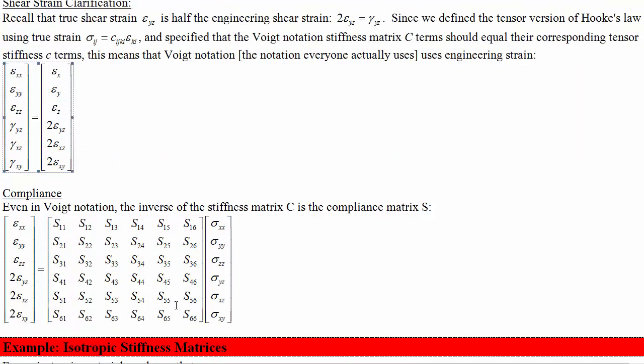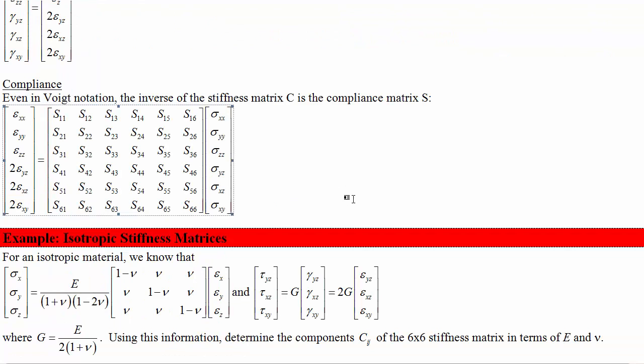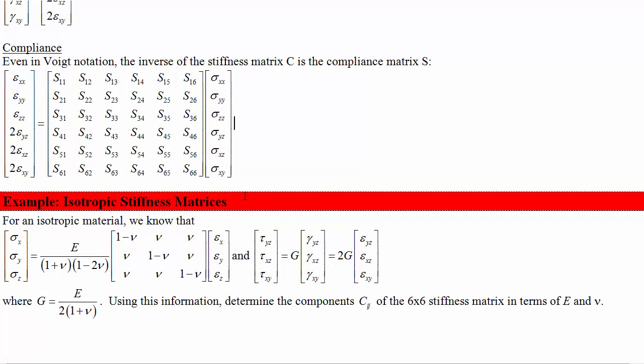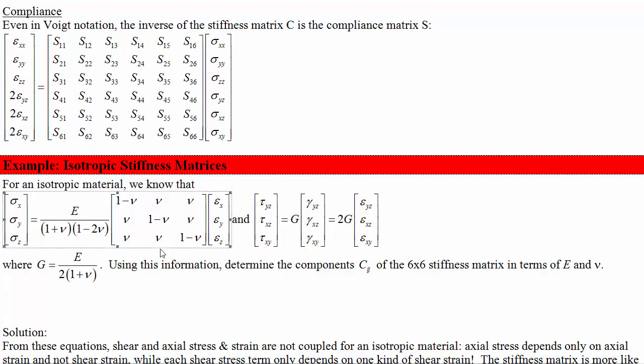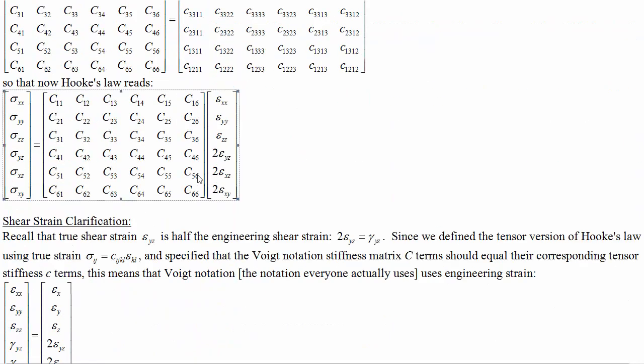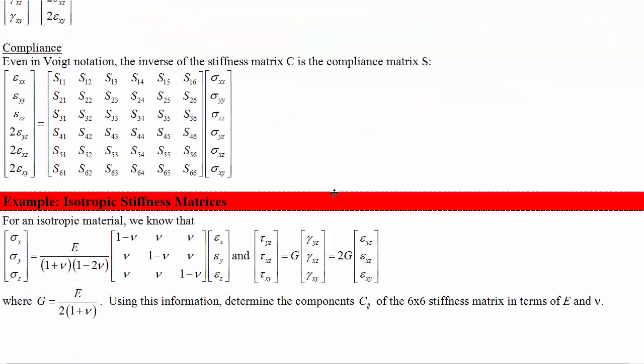You can also write out a compliance matrix just like before. The compliance matrix is the inverse of the stiffness matrix. All right, so, example: isotropic stiffness matrix. Whenever you get told a general equation for something that you were using a simpler equation for earlier, it's a good idea to see how your previous understanding fits into this new general equation. So that's what we're going to do here. We're going to take our isotropic material Hooke's law that we know and try to figure out what the stiffness matrix would be in Voigt notation.